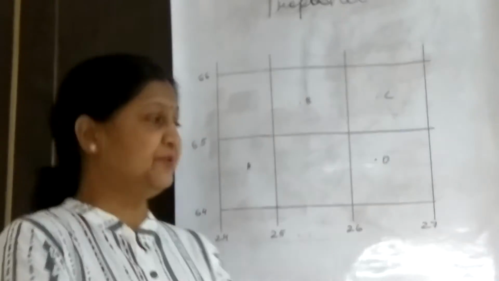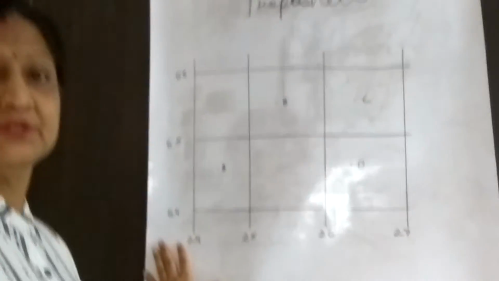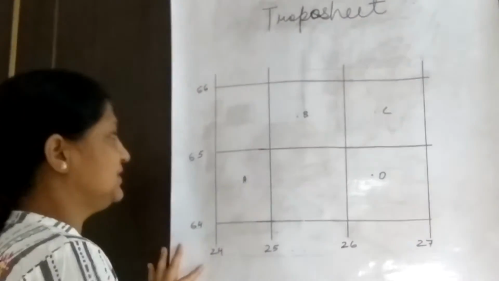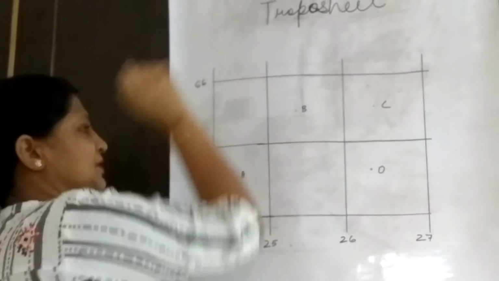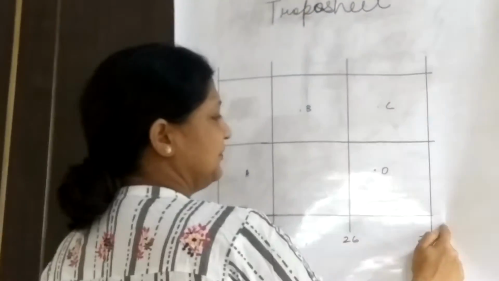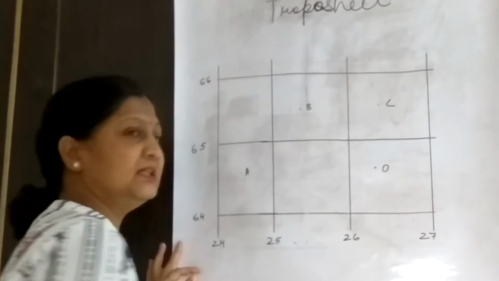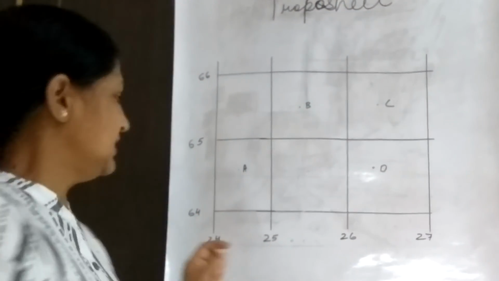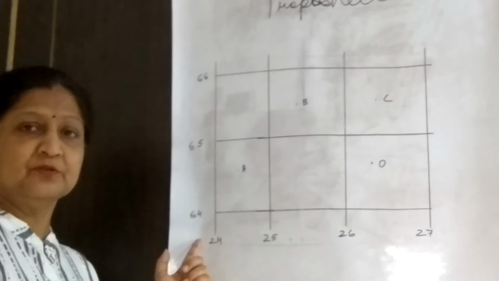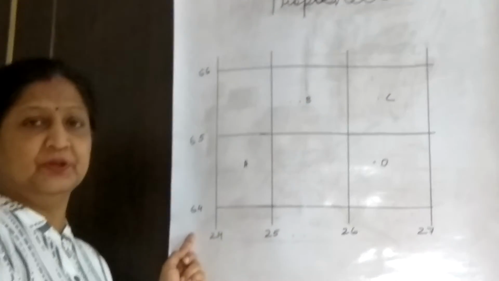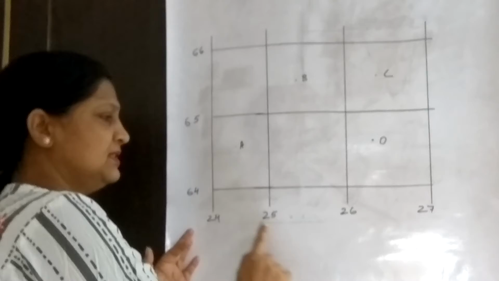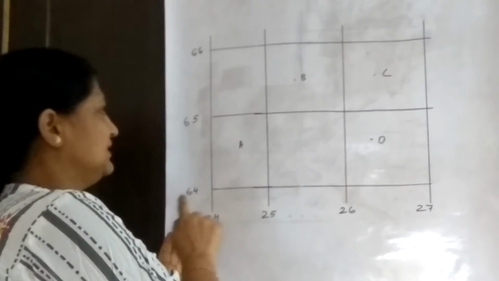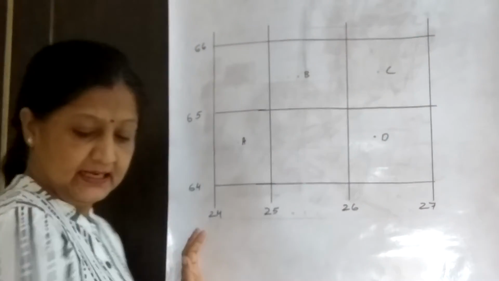Now for the 4 grid reference, if you see this topography, the lines which are moving towards the north direction are known as northing, and the lines which are moving towards the east are known as easting. The starting point of a topograph is always known as the origin. The numbers of the lines going towards the east are taken first, and after that this number is taken next.